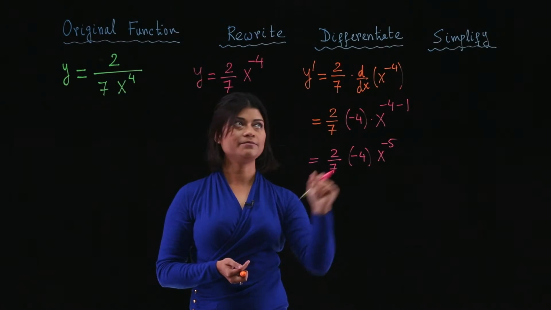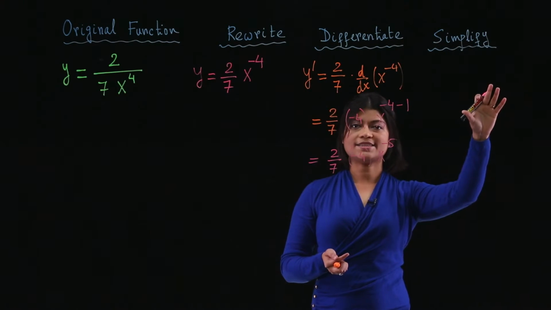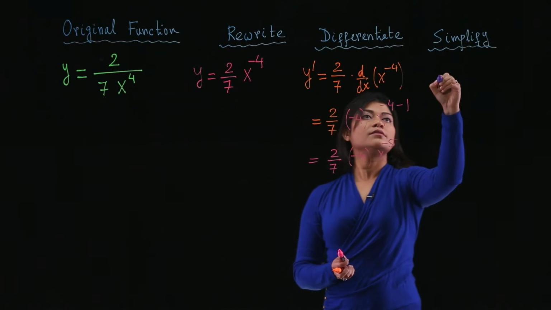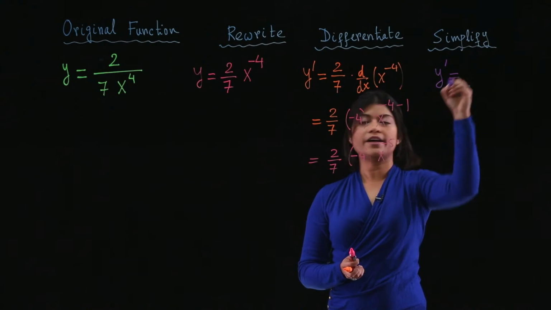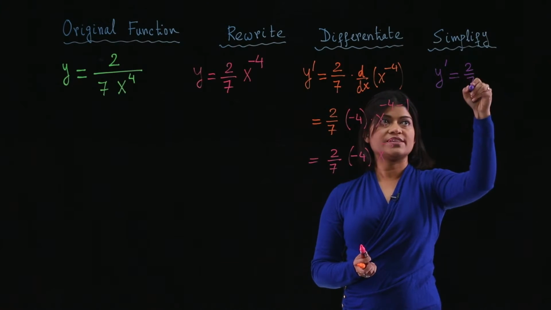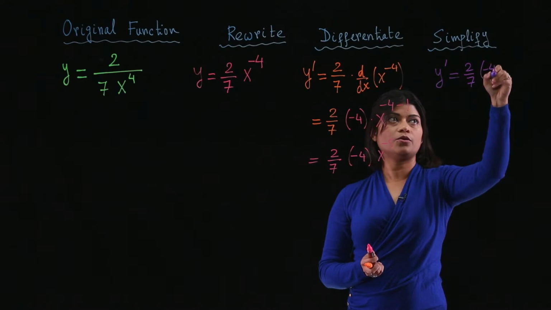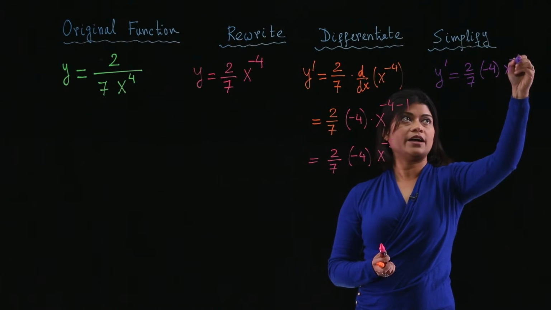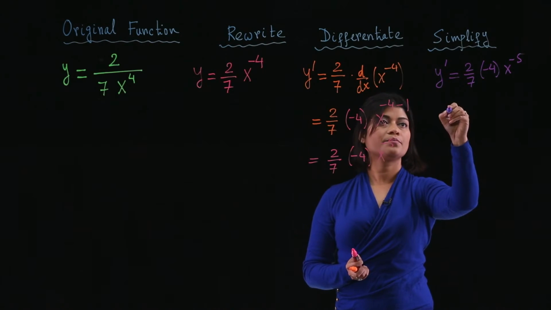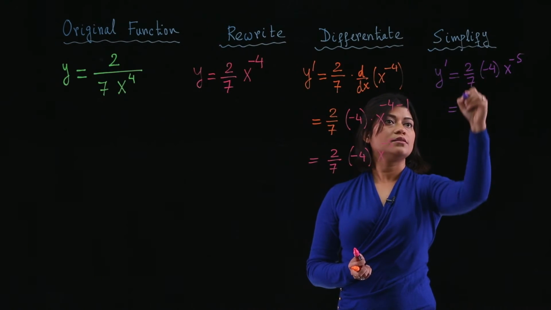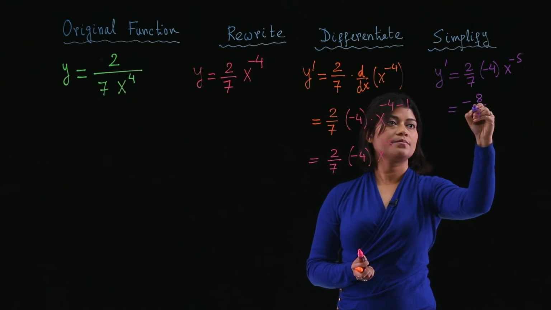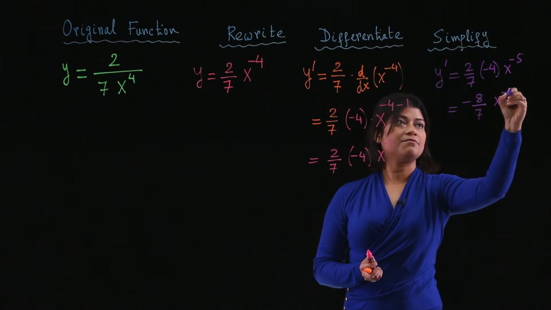So that's the derivative. And now, last step, we have to simplify that expression. We are just simplifying y prime. y prime was 2 over 7 times negative 4 times x to the negative 5. You can multiply the constants together: negative 4 times 2 is negative 8, divided by 7. And then you have x to the negative 5.